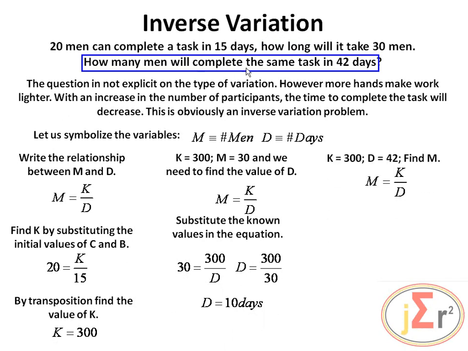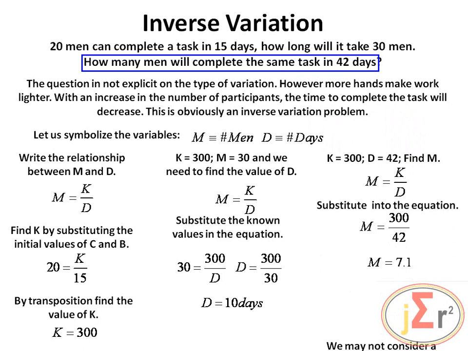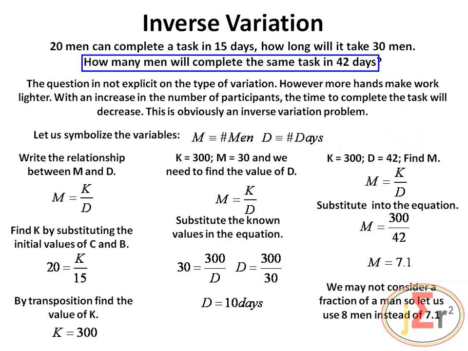How many men will complete the task in 42 days? So we know the constant of proportionality and we have a number of days. So what does that give us? When we substitute, that's what we have. m is equal to 7.1. We may not consider a fraction of a man, so let us use 8 men instead of 7.1.